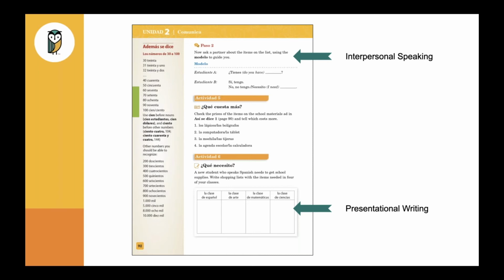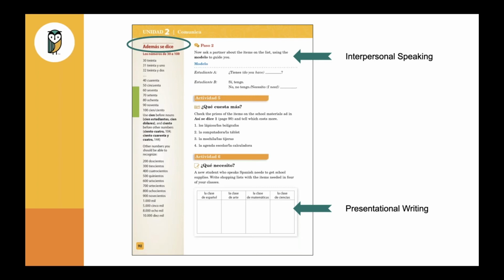In addition to the Así se dice section, that primary vocabulary section, you will also find supplemental vocabulary in the Además se dice section. These are words that students can use to further personalize the vocabulary or perhaps to challenge themselves. The vocabulary in the Además se dice section is not considered essential for the students to know and understand in order to show that they know the unit objectives.